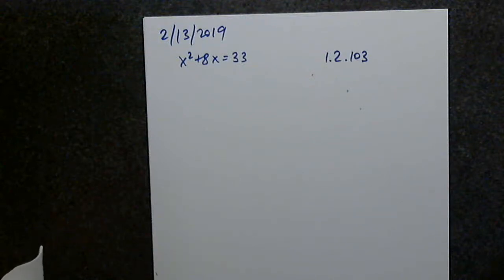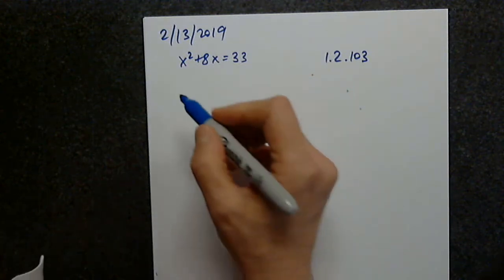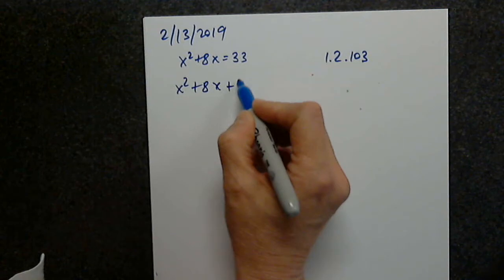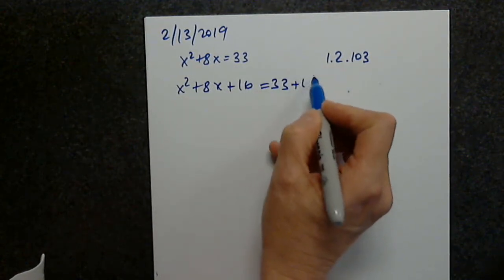Identify the middle coefficient, which luckily is divisible by 2, so it's 8. 8 divided by 2 is 4, and we square 4, and we get 16. So then the new equation is this.